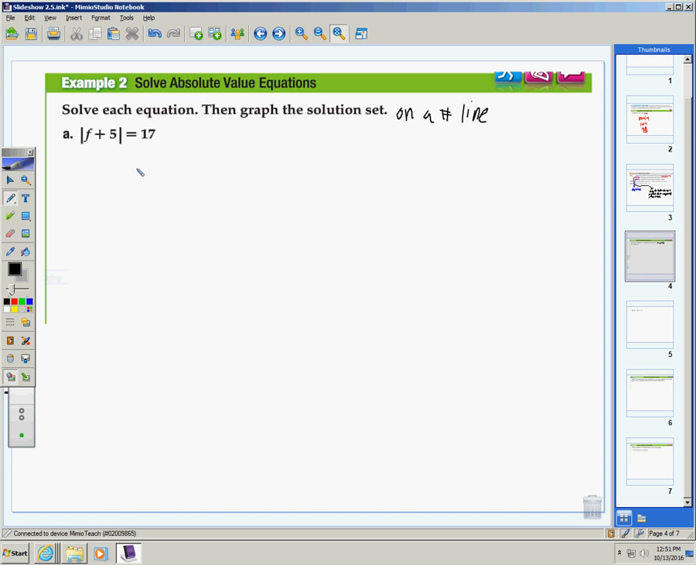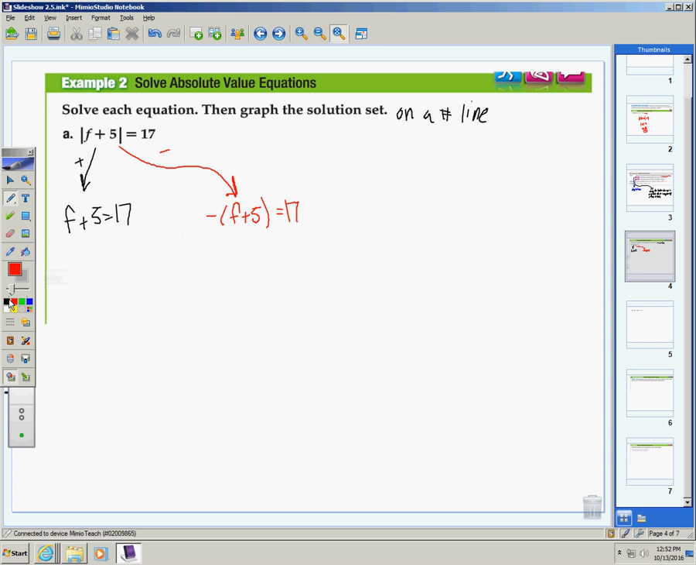So I'm going to do case 1, which is my positive, and when you have your positive case, you just drop the bars. You write f plus 5 equals 17. Here's my first equation. Then I've got to account for my negative situation. Notice, we're going to end up with two answers to these problems because I'm going to get two different equations. So I change the absolute value bars to parentheses, and then I put a minus sign in front. Now I've got my two different equations, and I'm just going to solve them separately.